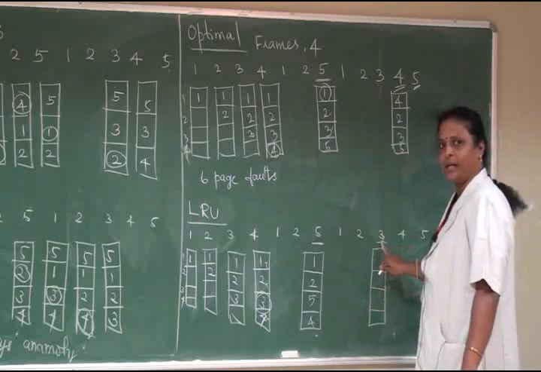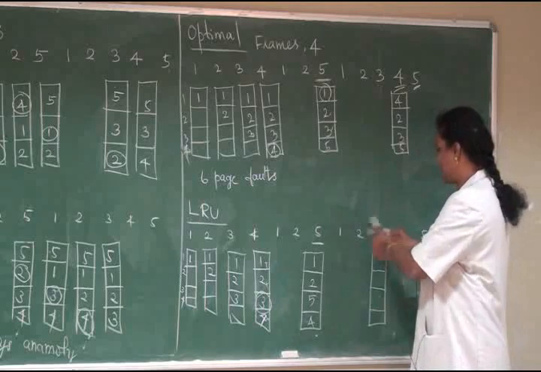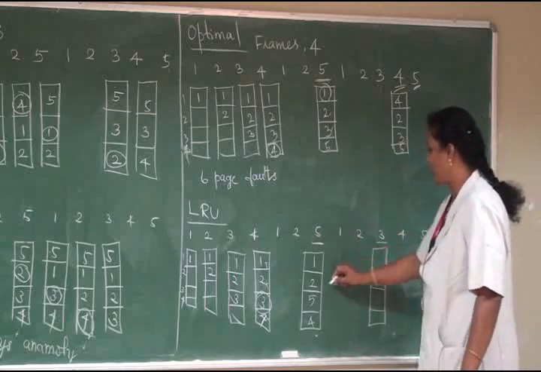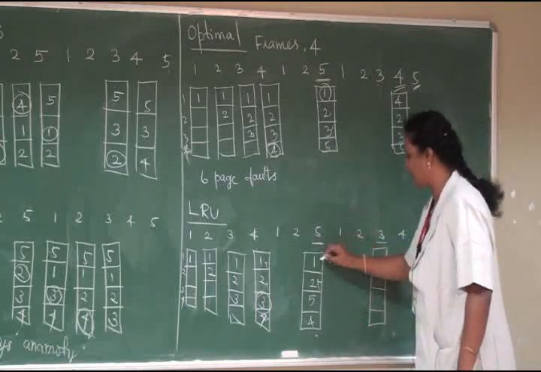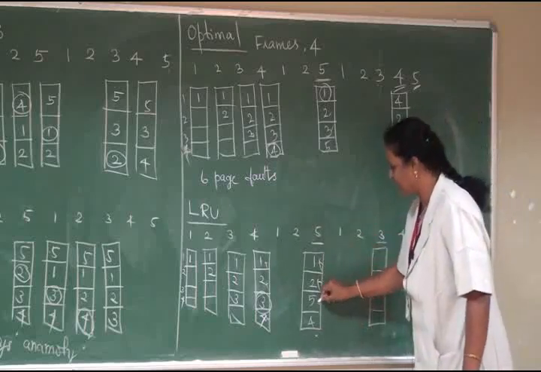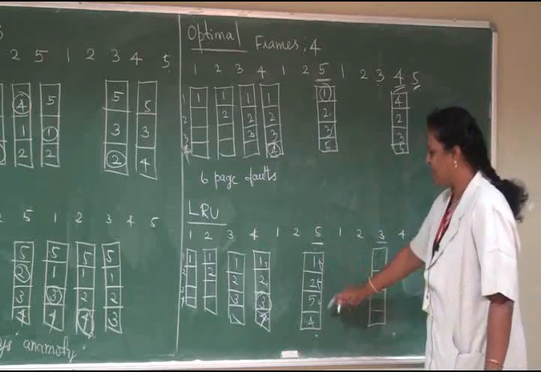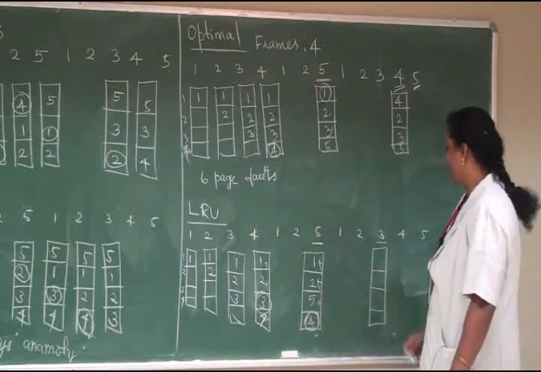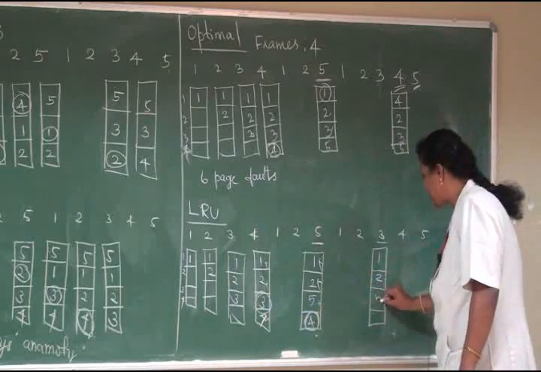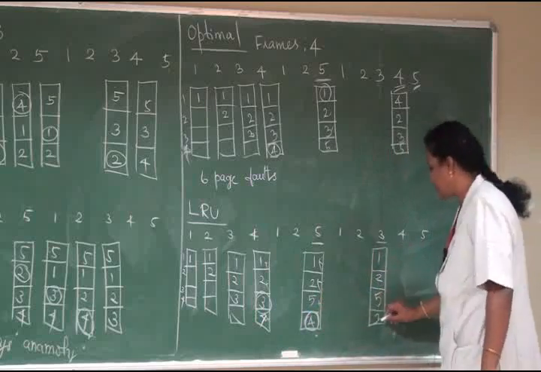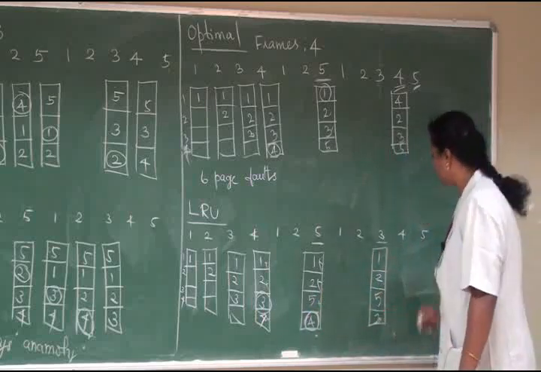So before accessing 3, just now it accessed 2, so 2 is not a victim page. Before that it accessed 1, before that it accessed 5. So all these 3 pages are not the victim pages. So 4 is selected as a victim page. So 4 is replaced with 3.